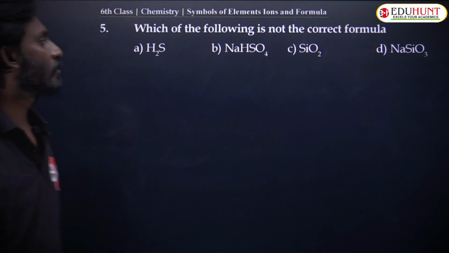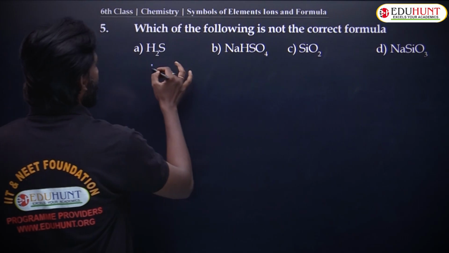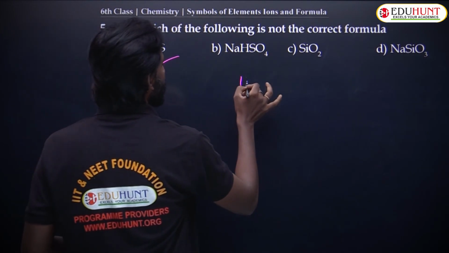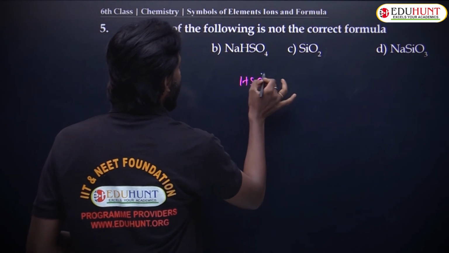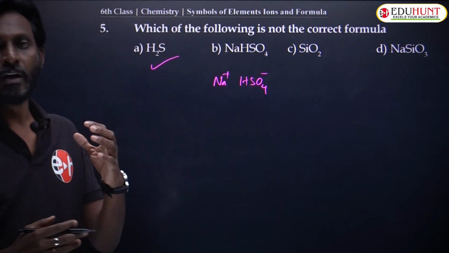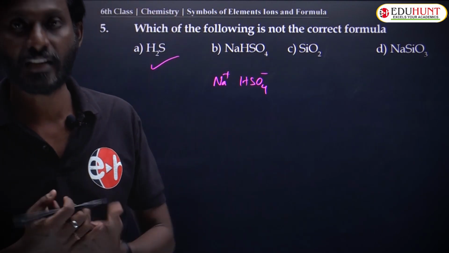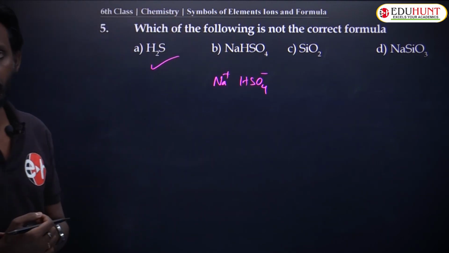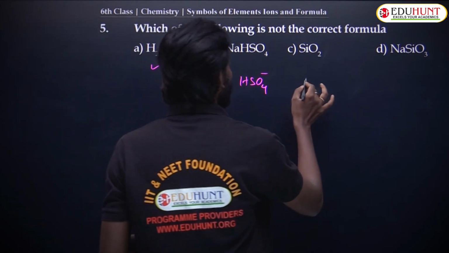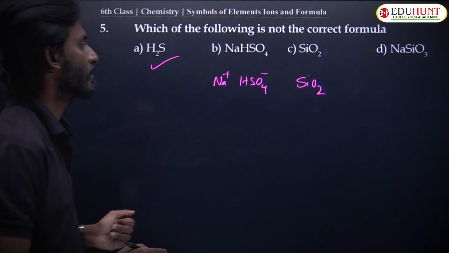Which of the following is not the correct formula? Yes, H2S is the correct formula. HSO4 minus, Na plus. I hope you memorized it. I hope you got familiarity with the anions, anionic radicals. Okay, HSO4 minus. And SiO2, silica, this is sand, SiO2, called silica.